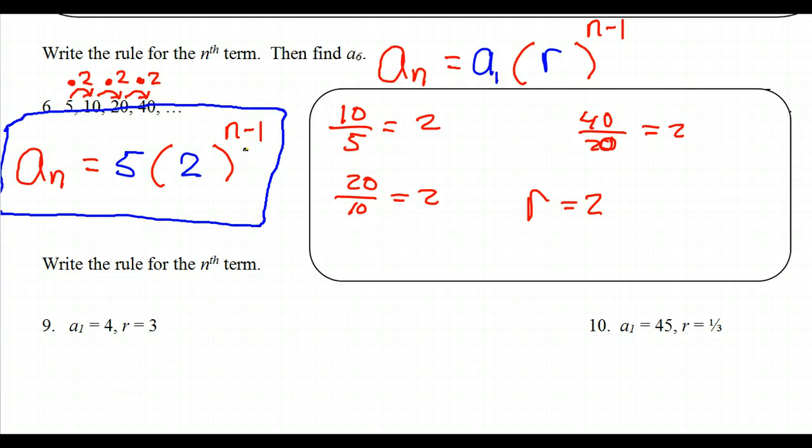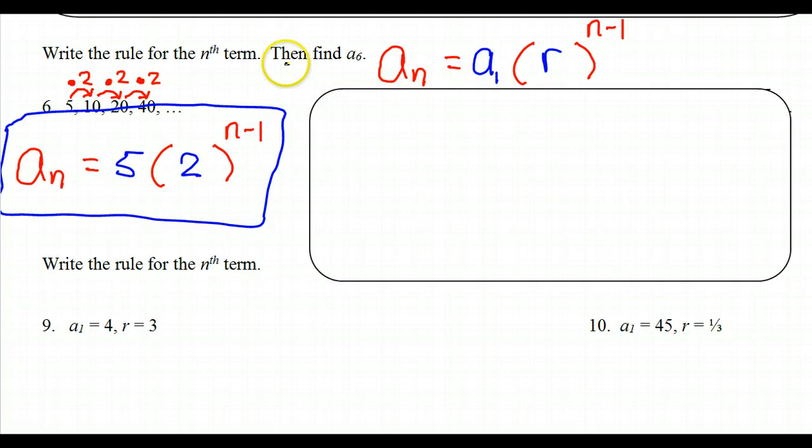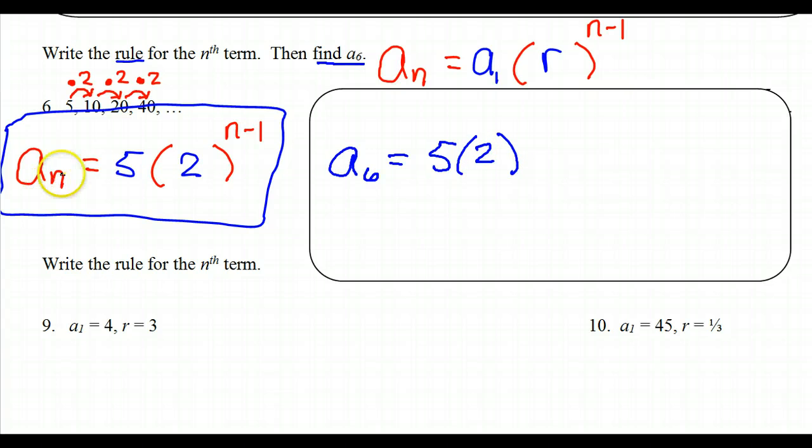So if I want to use this to find the 6th term, let's do that. The directions say find the rule, which we did, but then we're supposed to find a6. So a6, the 6th term, should equal, now we're just going to use the rule that we just created, 5 times 2. Now these n's always match. If we're talking about the 6th term, then n is 6, so we're talking about the 6 minus 1 power. In other words, this is 5 times 2 to the 5th power.